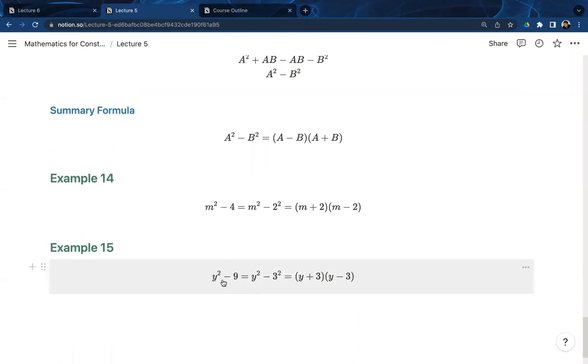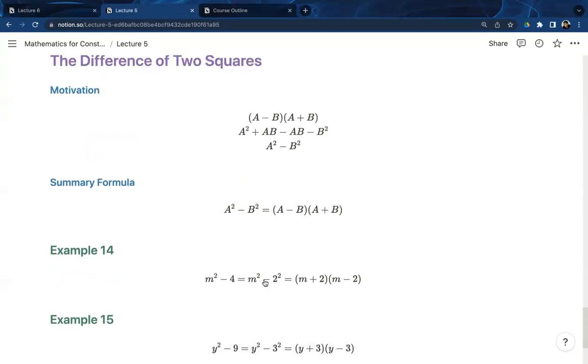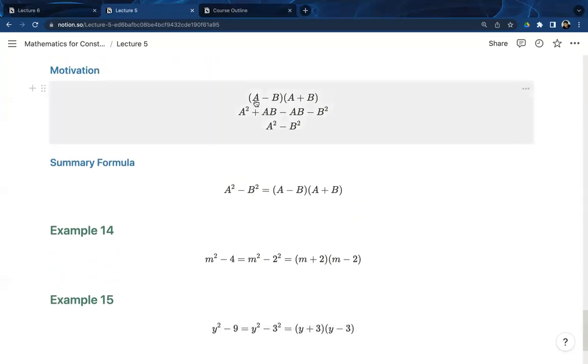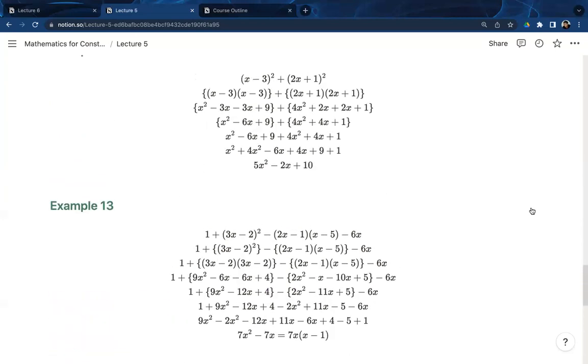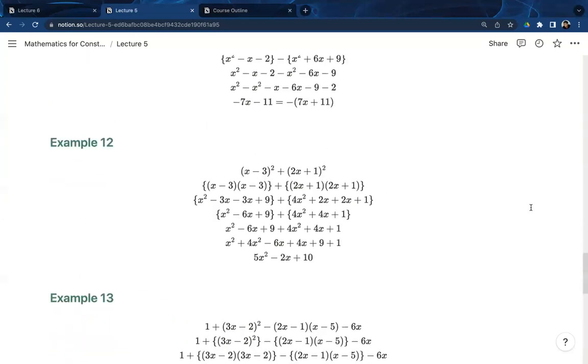If I give you something like y squared minus 9, okay, that is the difference of two squares. 9 is the square of 3. So in the formula here, A is y and B is 3. So it's kind of like a formula, right? We could use this to do more interesting problems later on, right?